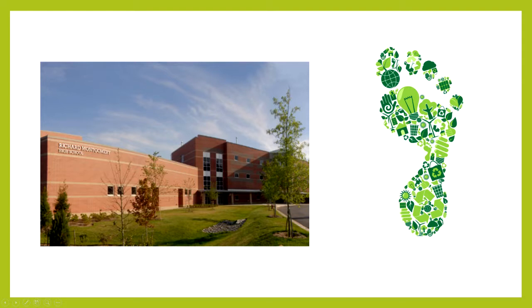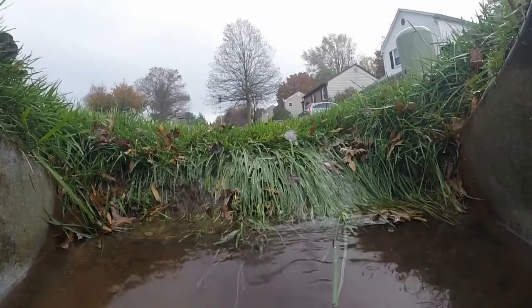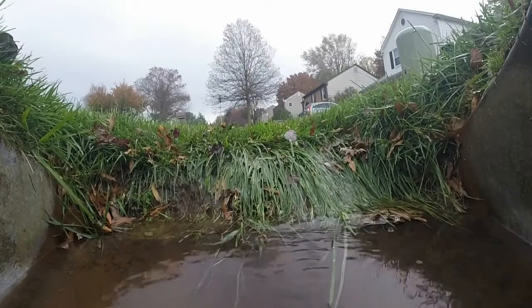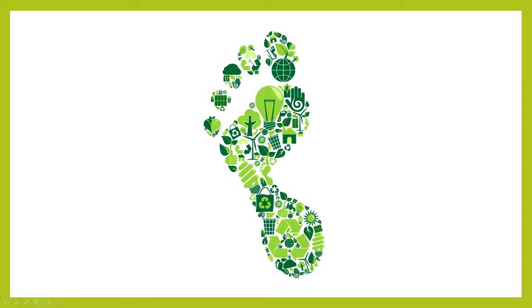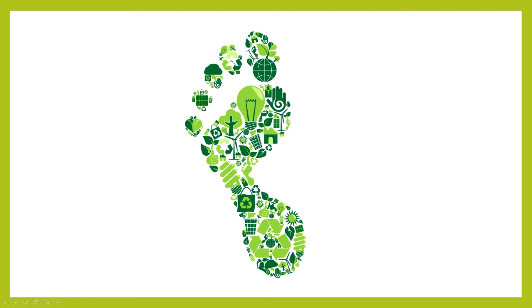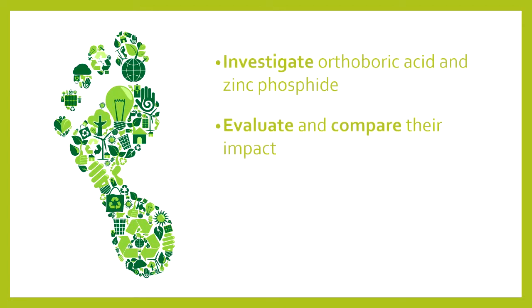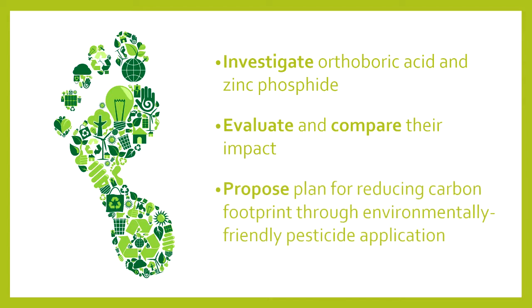Many negative consequences can result from pesticide use, including accumulation in local bodies of water and the contamination of nearby natural environments. To quantify the effect of pesticides on the size of our school's carbon footprint, we will be investigating the environmental impact of two pesticides used by the school based on the chemical structure and properties of these substances. The two pesticides investigated will be orthoboric acid and zinc phosphide. We will then generate a plan to reduce the size of our school's carbon footprint by improving the current management of pesticide application and substituting environmentally friendly pesticides.